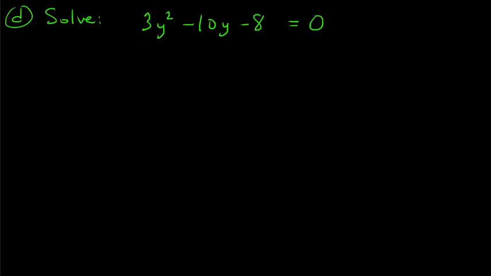Okay, part D, we want to solve 3y squared minus 10y minus 8 equals 0. And this is in standard form, right? A is 3, B is -10, C is -8. And again, the variable is y instead of x. Don't let that bother you. But it looks like to factor this, we're going to have to use the AC method here.